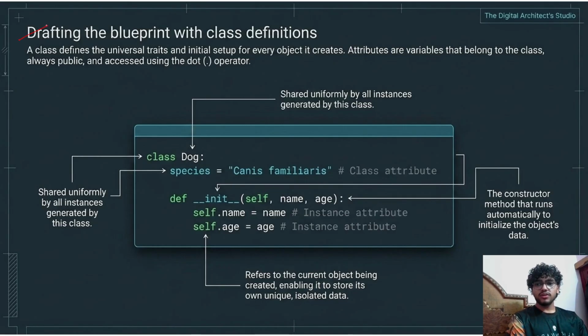So, drafting the blueprint with class definitions. A class defines the universal traits and initial setup for every object it creates. Attributes are variables that belong to that class, always public and accessed using the dot operator.